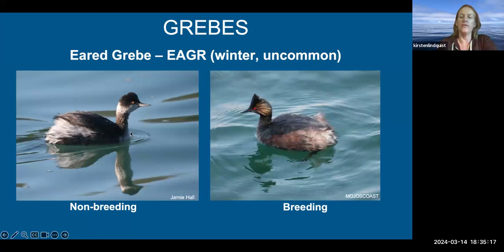The eared grebe, very similar in size, but different in shape. So less light in the face. There's more dark in general on the face and the neck. A slightly upturned bill and has this little bustle off the back. Breeding plumage, again, we don't typically see it, but we can see it in transition times.